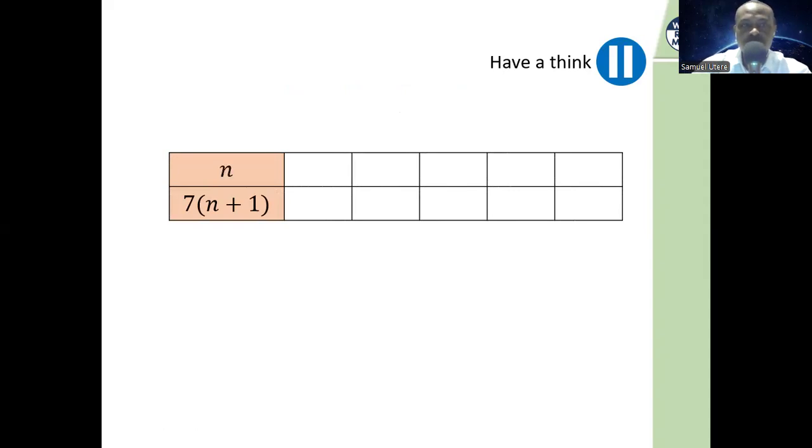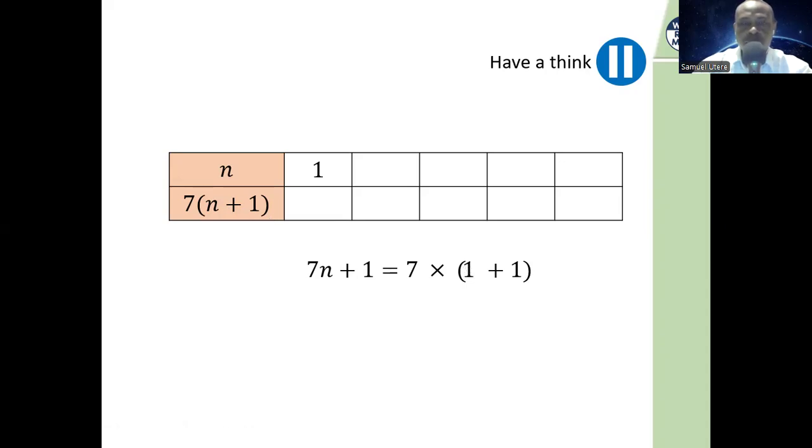If we wanted to find the value of the term in the first position, value of term 1 in the sequence, okay? Of course, I'm sure you're thinking the way I'm thinking right now, because remember from our previous lessons, we learned that whatever is in the bracket, we're going to do it first. So we're going to do 1 plus 1 before we multiply it by 7, because the 7 outside the bracket is multiplying the expression in the bracket, which is n plus 1.